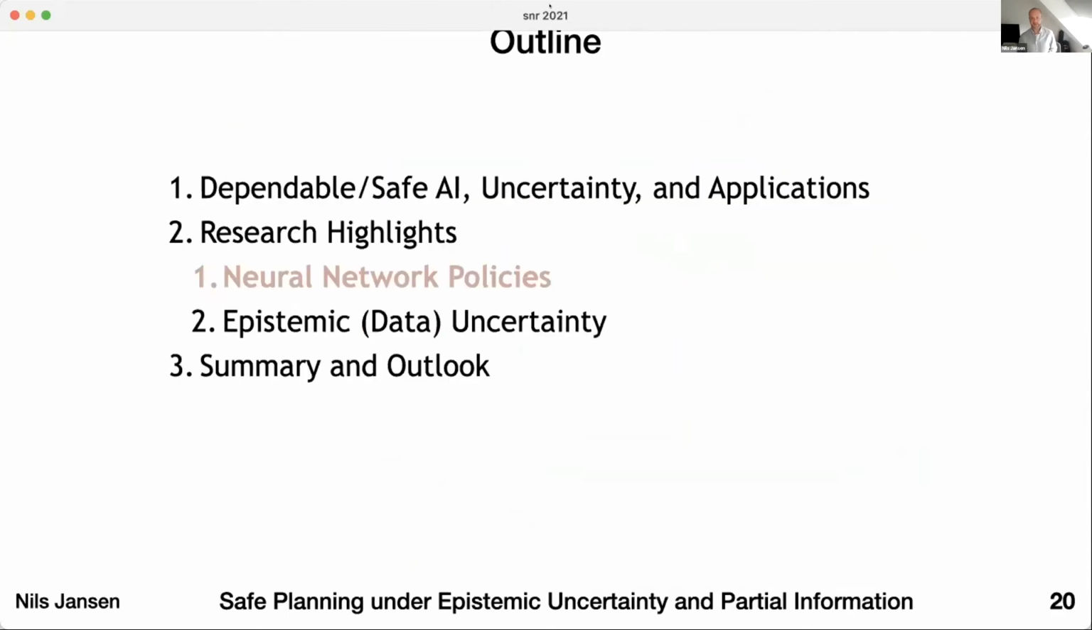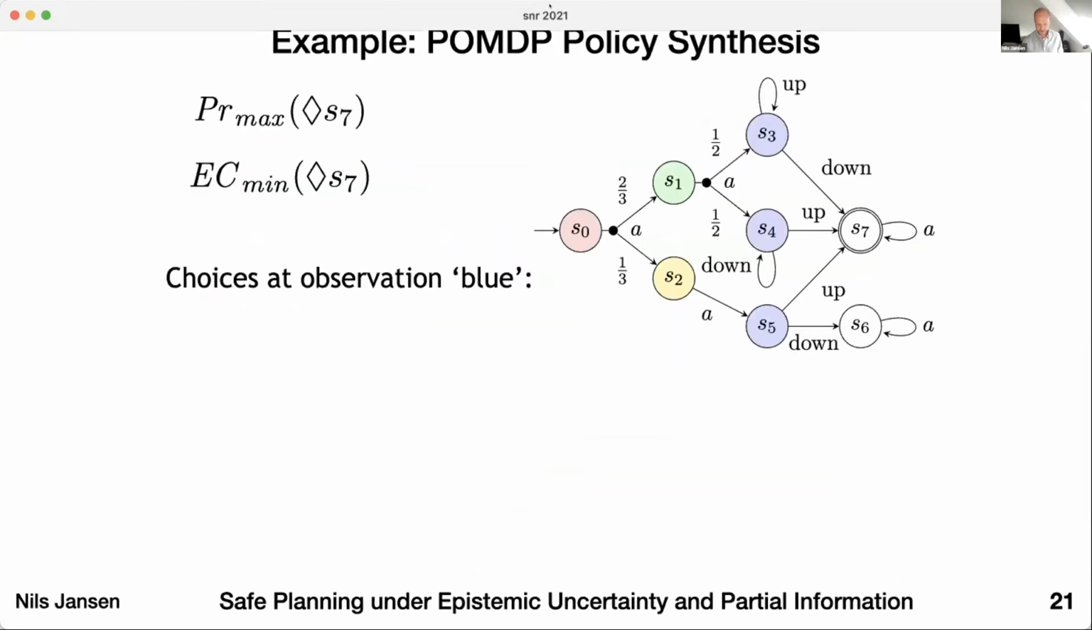Okay, so the outline is that after this general introduction, we will talk about what we do about neural network policies in a very specific setting, which is actually these POMDPs. So let us see. This is a POMDP, and what we see here is a model where we have actions, like action A, up, down, to do something, and then we get probabilities on moving on to some states. And we have some constraints, like for instance, we want to maximize the probability to reach the state labeled as 7, and we also want to minimize the cost going to state 7. These are these aforementioned neural network constraints.